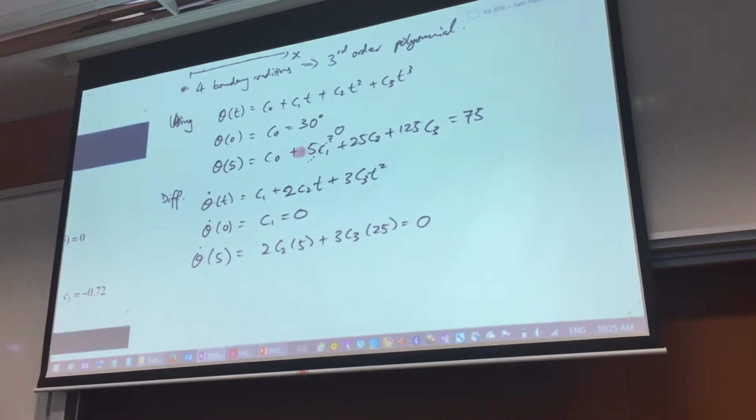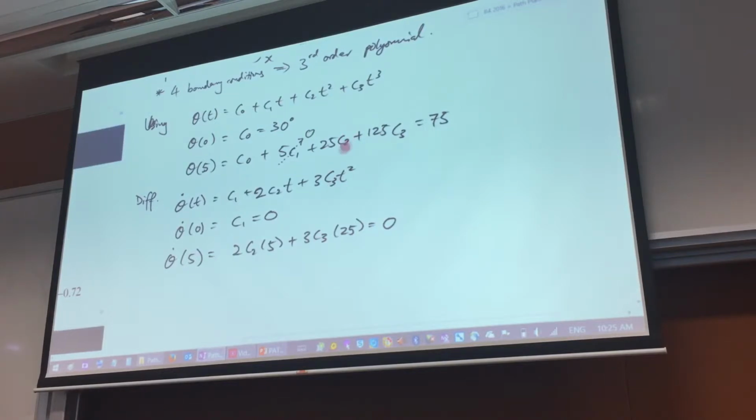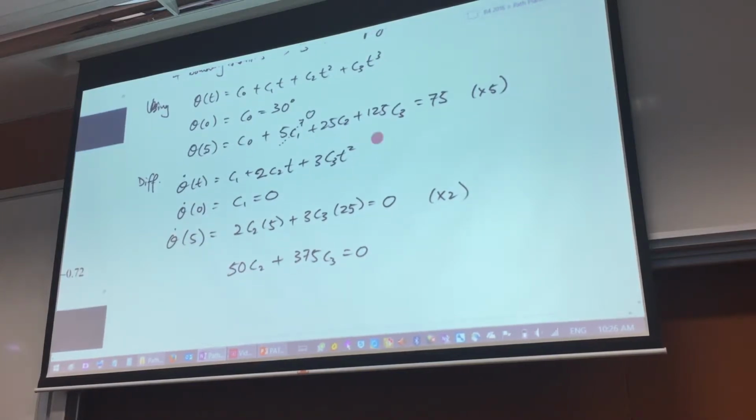So now you have these 2 sets of equations. I'm going to tidy it up a bit. How am I going to do that? I need to do simultaneous equations between this and that. So what I'm going to do is multiply this by 5 and multiply this by 2 so that I can do my simultaneous equation. So multiplying by 5, knowing that this is 30 here. So I'll just tidy it up. I get 50 c2 plus 375 c3 equal to 0. Right, after tidying it up.